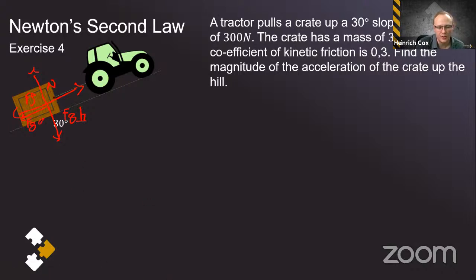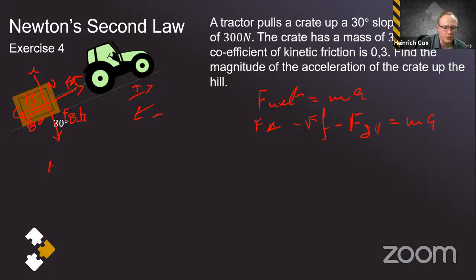So now for this instance here, we're going to have the F net equals MA, right? And that's now in the horizontal line of action, right? So here, the applied force, okay, again, need a positive direction and a negative direction. The applied force minus the frictional force minus FG parallel is going to be equal to MA, right? And then the normal force is equal to FG perpendicular.